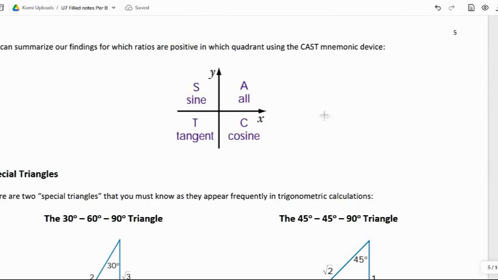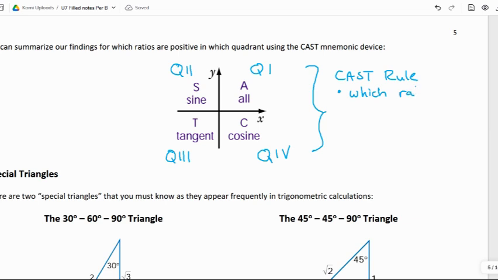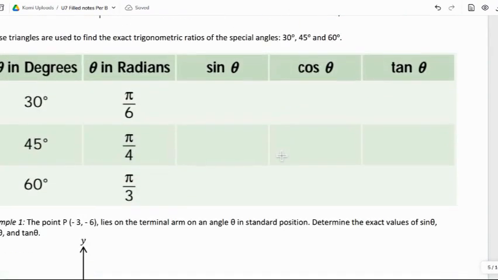Okay, so let me introduce on the next page, we have a summary of the cast rule. If you're still a bit rusty with which quadrant is which quadrant, then you just keep writing it over and over again. And what the cast rule tells us is which ratios are positive. So let's skip this next part. We're going to come back to the special triangle, but I want to do an example using what we just did. So we're going to look at example 1.